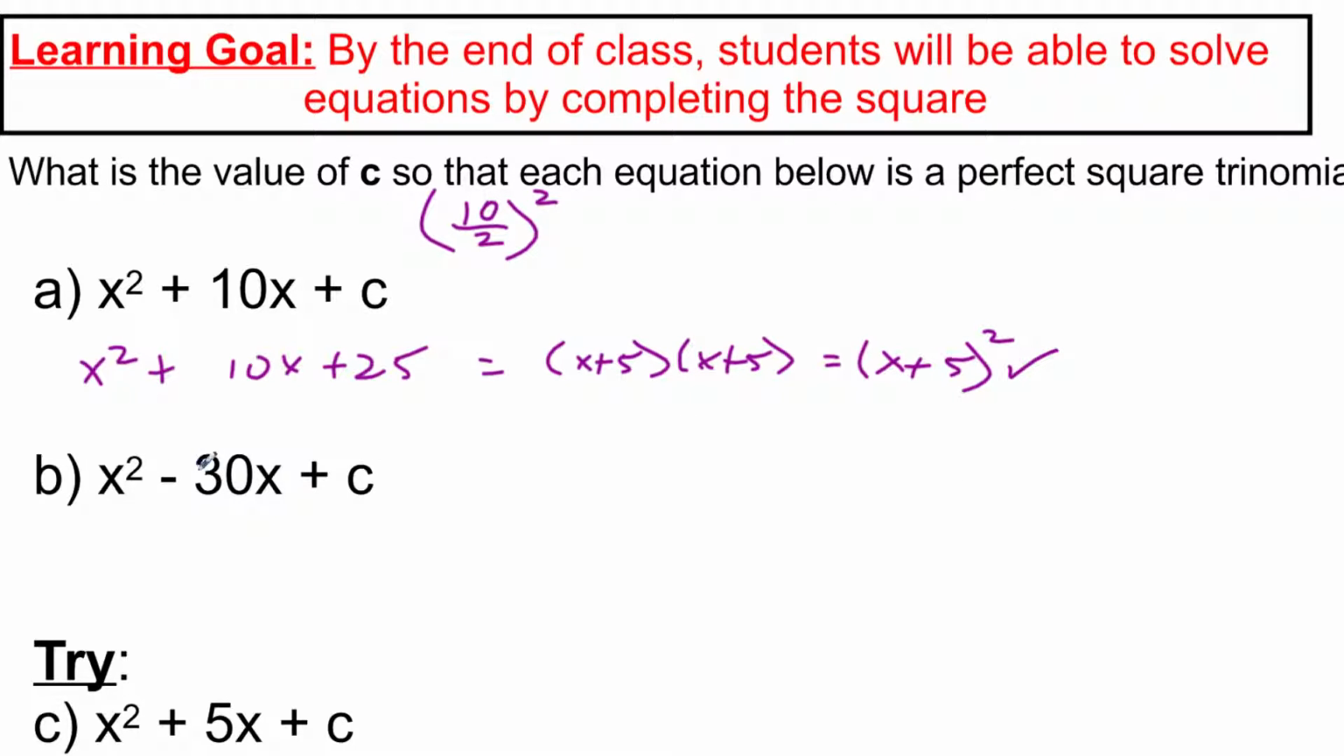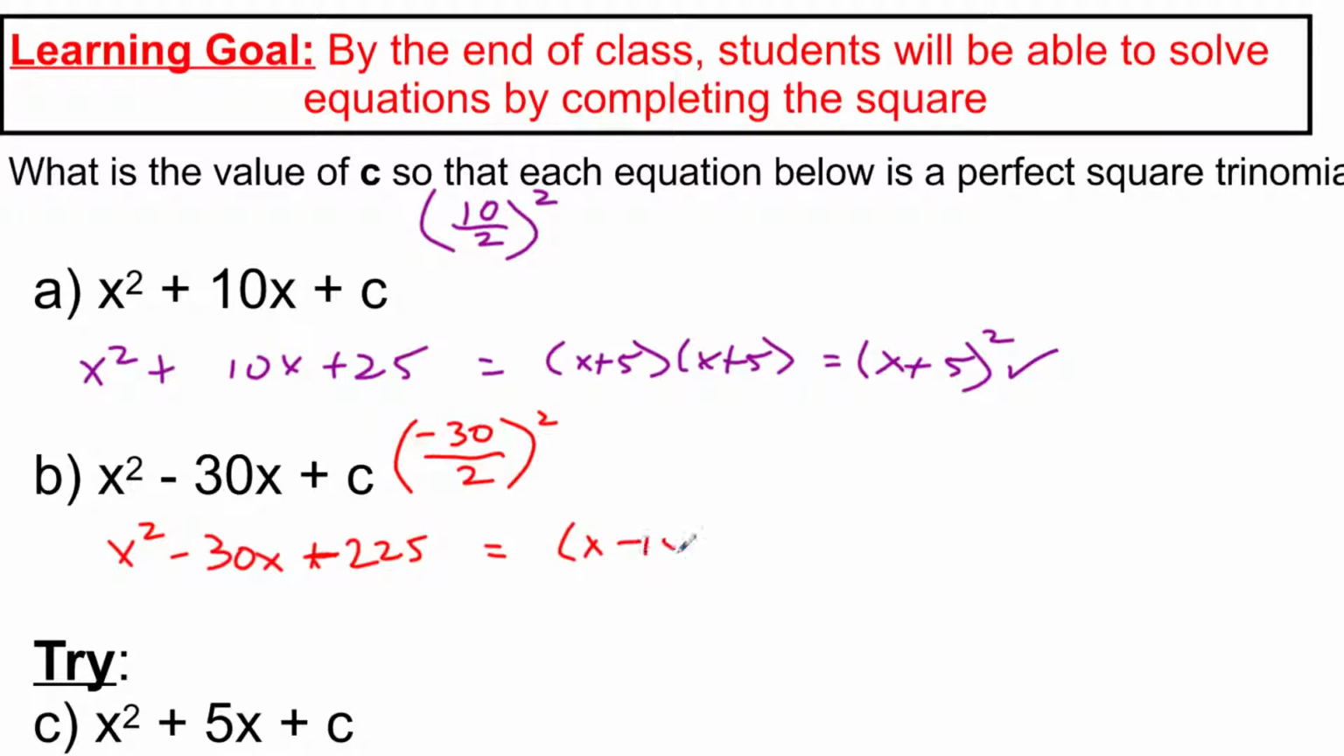So let's try the next one. It says negative 30. Divide that by 2, that's negative 15, and square that, you get 225. So we're claiming that x squared minus 30x plus 225 is a perfect square. And if we check that, it does come out to be x minus 15 squared. You can check that out.